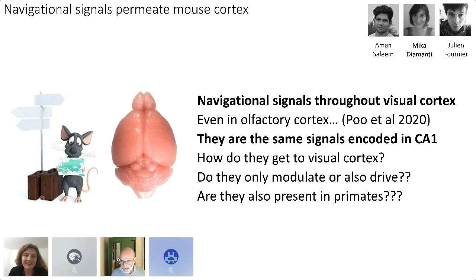Okay. No, fair enough. Last question, because of the timing, from Eleanor Duvel. Do you know if the V1 spatial learning effect is dependent on hippocampal replay?